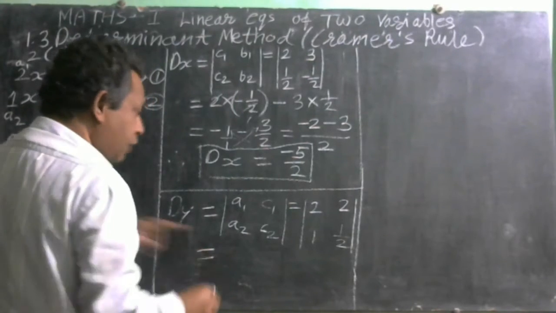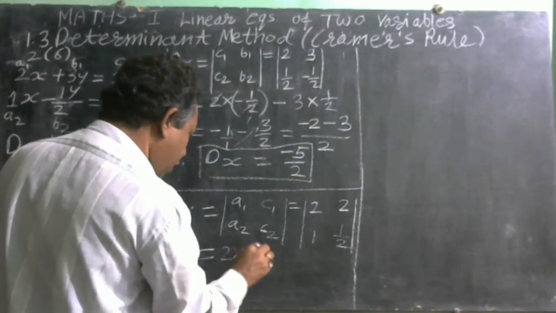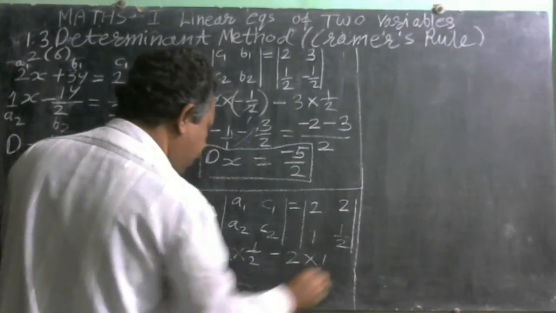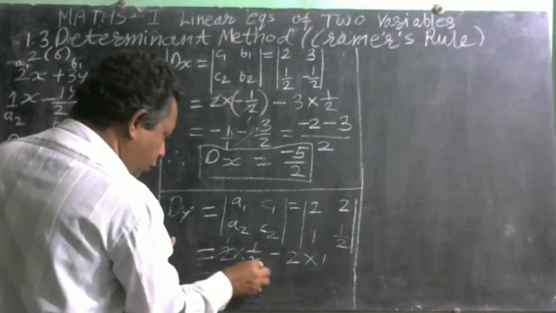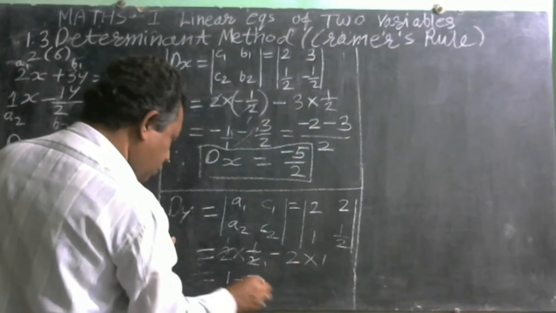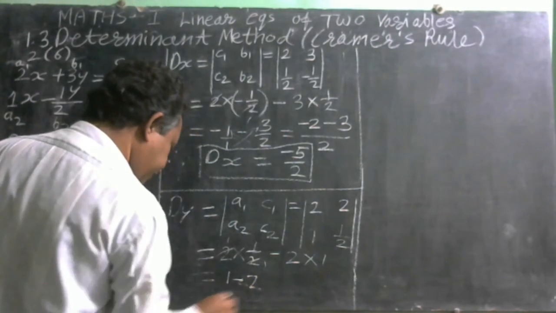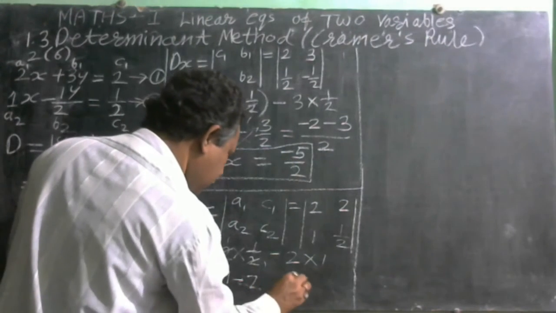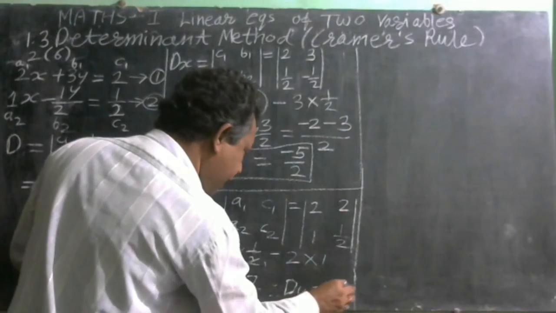Now again cross multiply. 2 multiplied by 1 upon 2, minus 2 multiplied by 1. Now we get 2 ones are 2, 2 ones are 2, that means 1 minus 2. Now the value of Dy, therefore, Dy equal to minus 1.